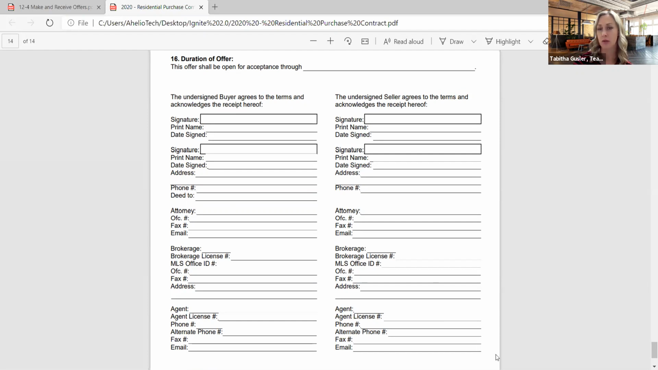So contract to close is a different session, but before we put our listing hat on as it relates to offers, do you guys have any questions related to making offers on behalf of buyers?